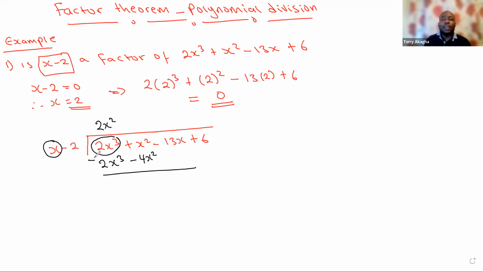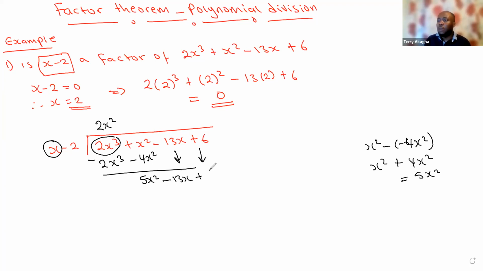After you multiply, the next step is to subtract. When you subtract, it's x squared minus minus 4x squared. Minus times minus will give you plus, so it's x squared plus 4x squared, and that will give you 5x squared. Is that making sense? So I'm going to write 5x squared here. I'm going to bring down the next terms: minus 13x, and plus 6.